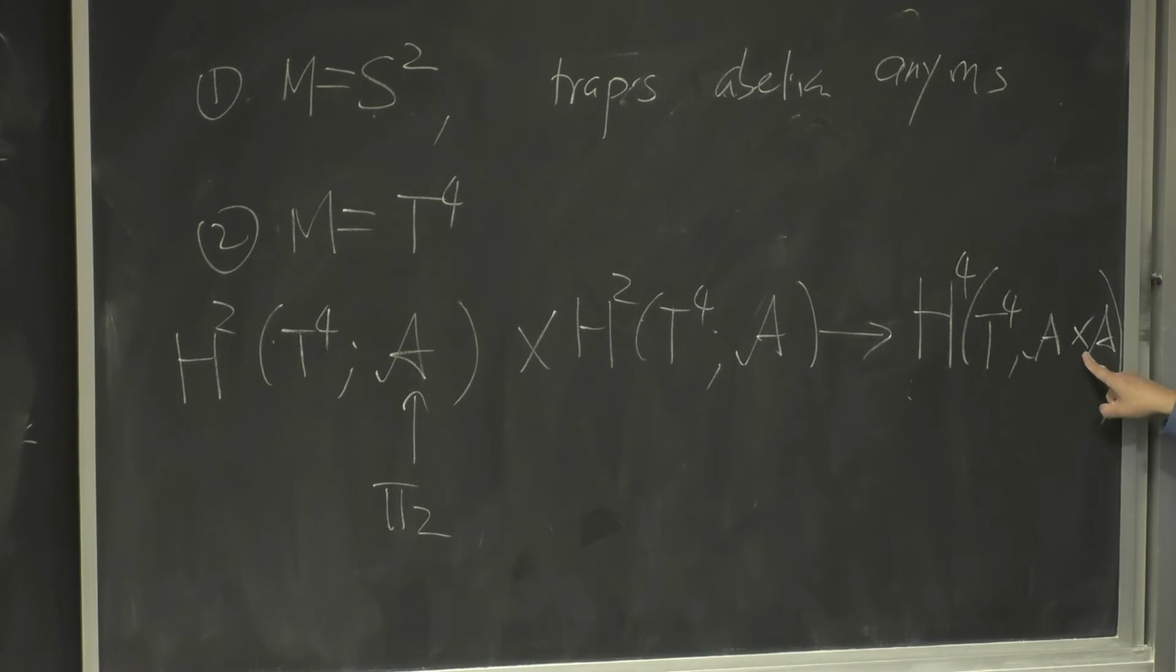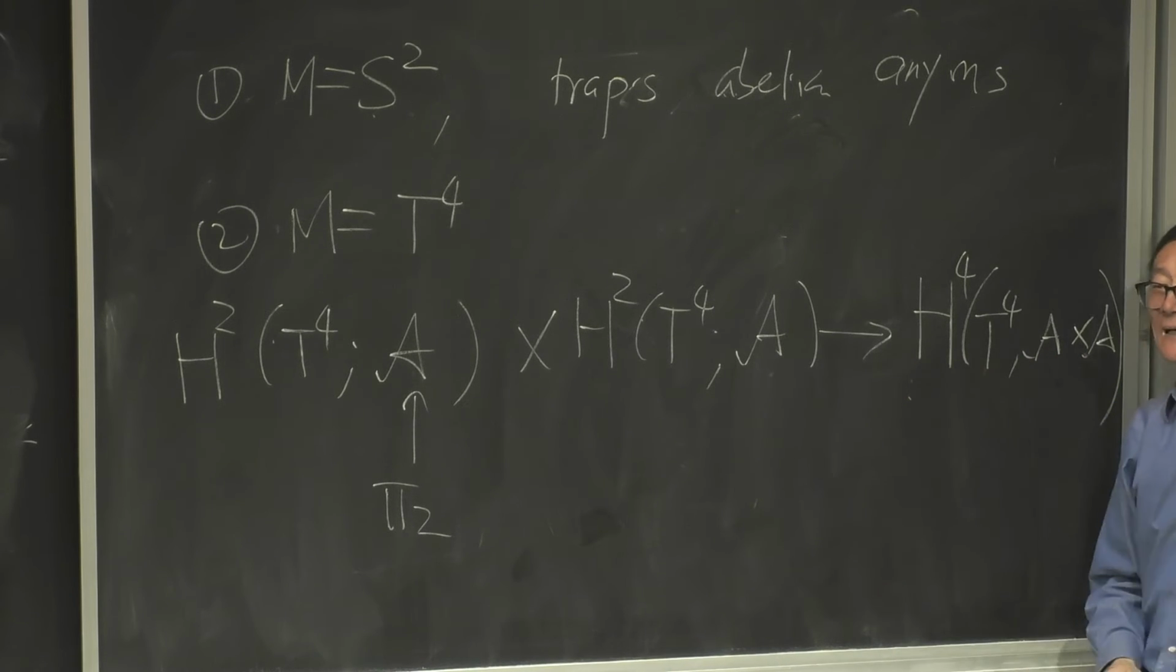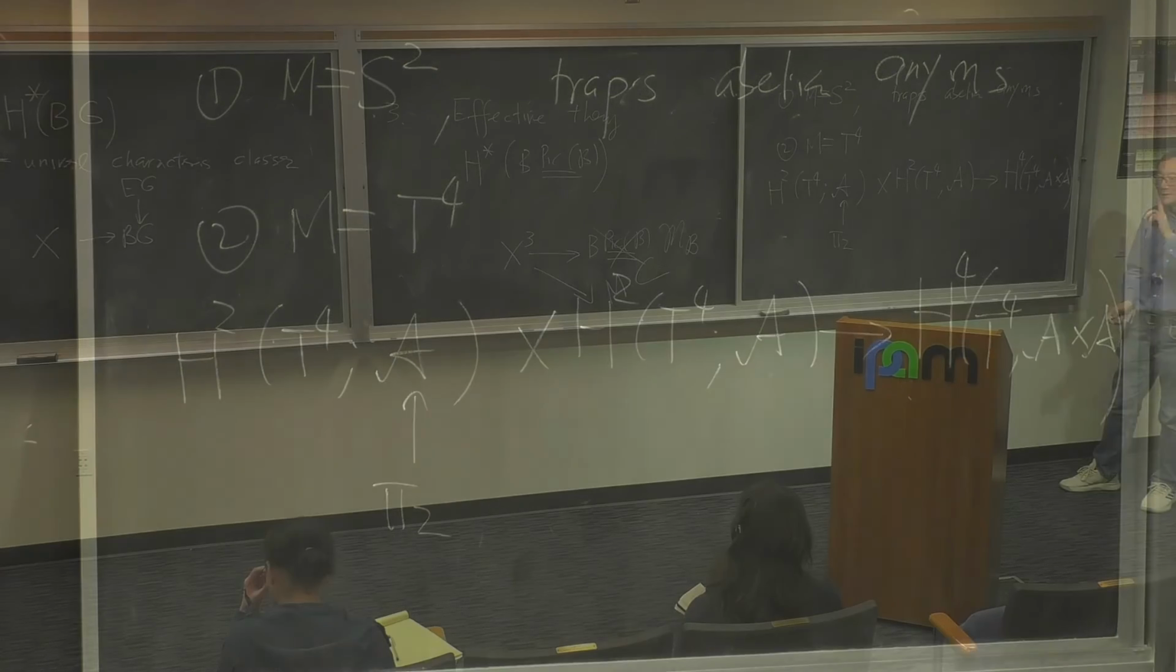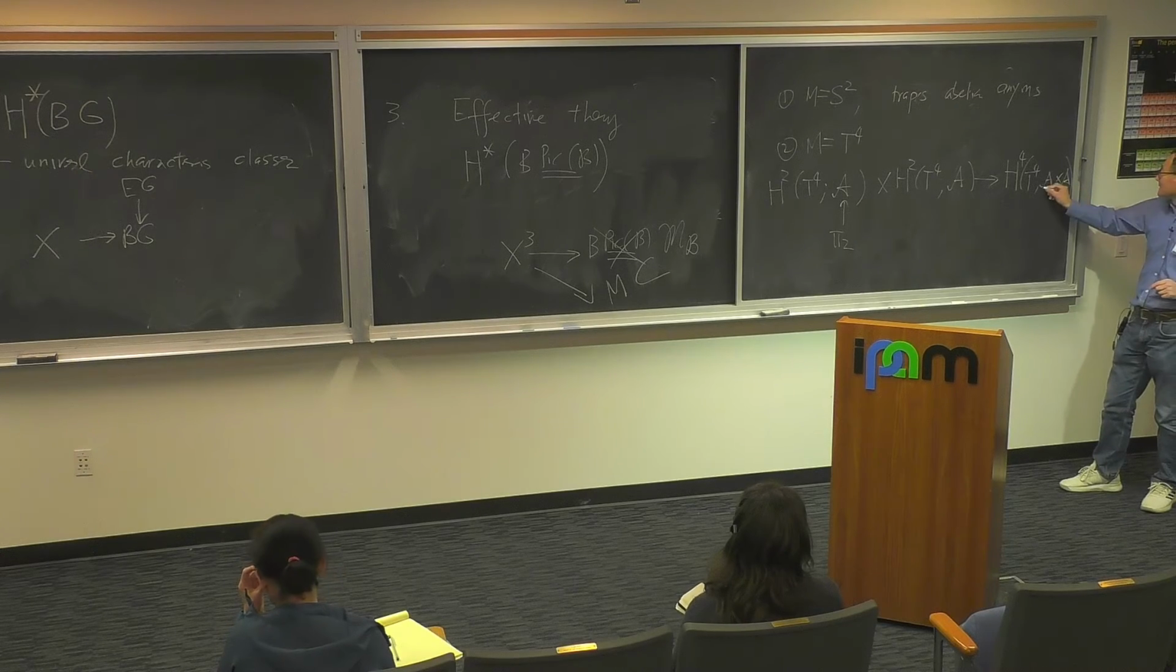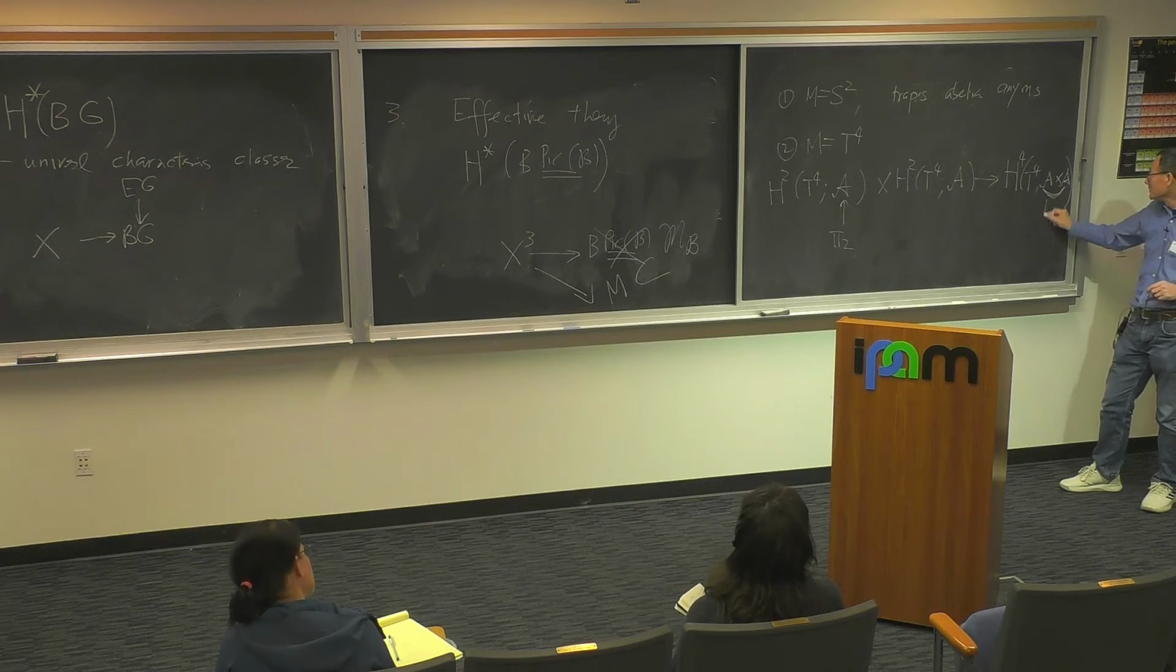So that's the first step of the cup product. And then you use the multiplication to reduce to A. That's the standard cup product. But I don't want to do that. I want to do a different multiplication. I want to multiply this to U1.